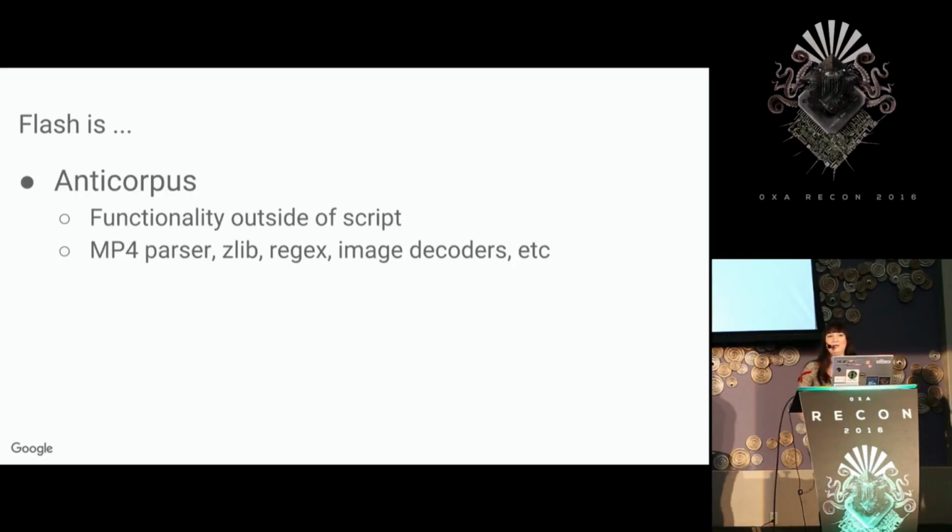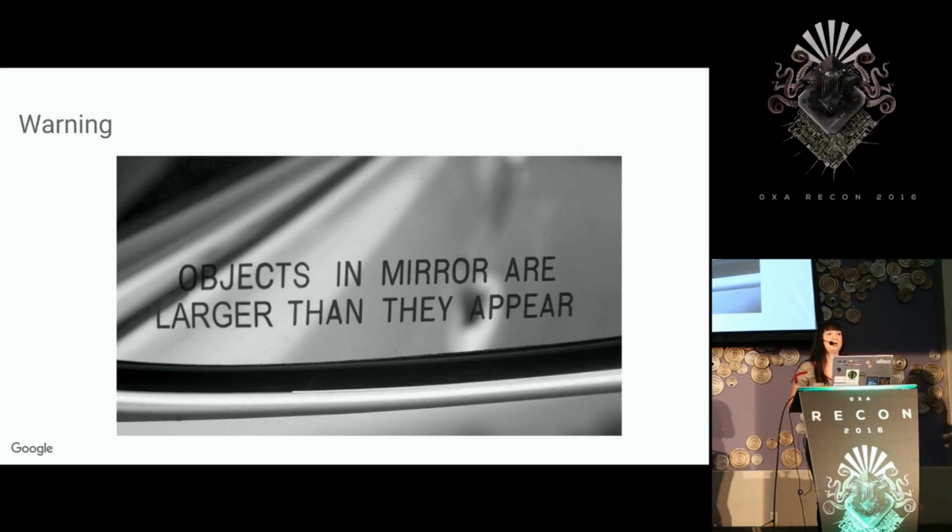And the final part of Flash is what we call the anti-corpus. This is all the functionality outside of script. So this is the MP4 parser, zlib, regex, image decoders, all the libraries that process data types but aren't really part of script. And I also want to start with a quick warning.